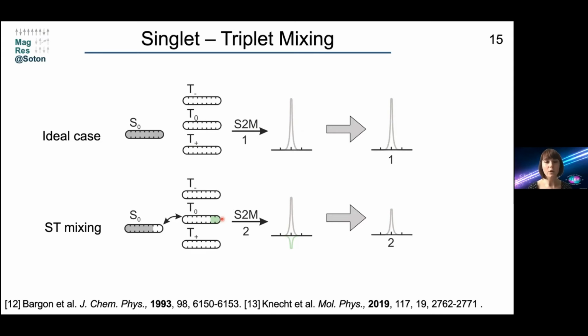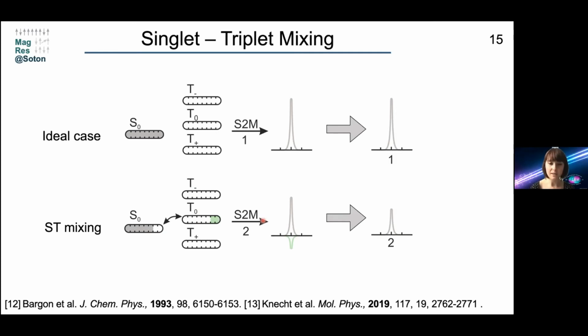And so although the S2M pulse sequence just acts simultaneously on all of these states, if we look at them just for simplicity separately, the singlet state and the triplet state, they destructively interfere after the pulse, the singlet S2M pulse sequence, and that results in a decreased peak.